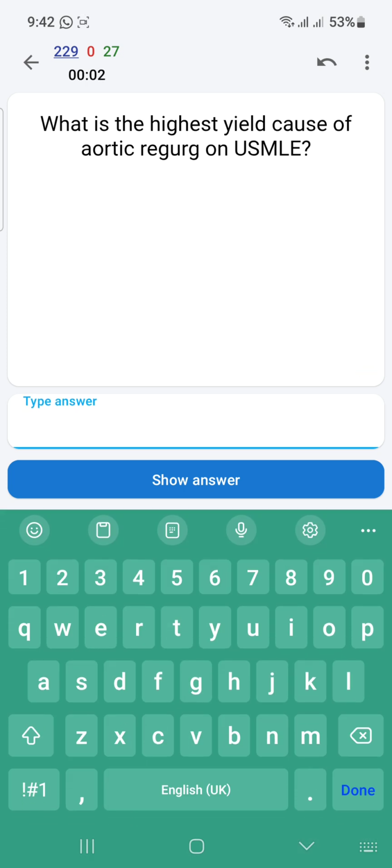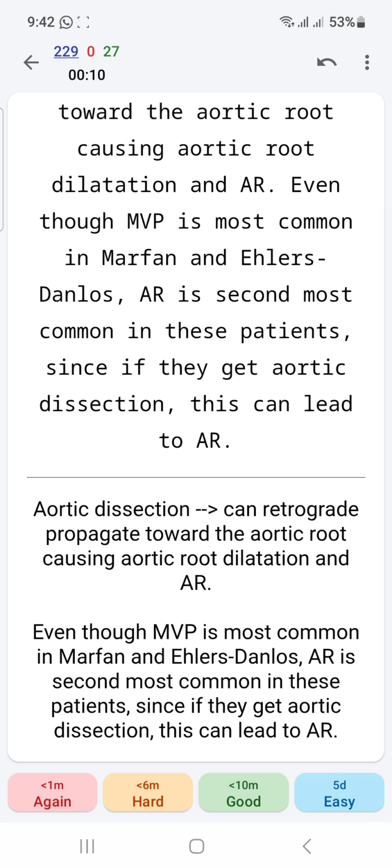What is the highest yield cause of aortic regurg on USMLE? Aortic dissection.